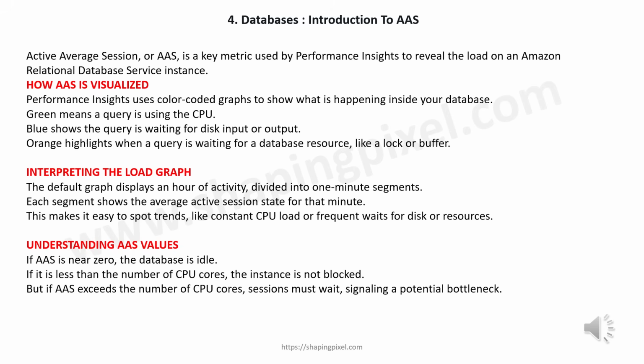If AAS is near 0, the database is idle. If it is less than the number of CPU cores, the instance is not blocked. But if AAS exceeds the number of CPU cores, sessions must wait, signaling a potential bottleneck. Monitoring AAS helps you understand database performance, spot issues like CPU saturation or disk waits, and make informed decisions about scaling or tuning your database for optimal efficiency.